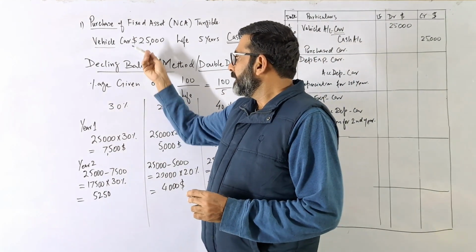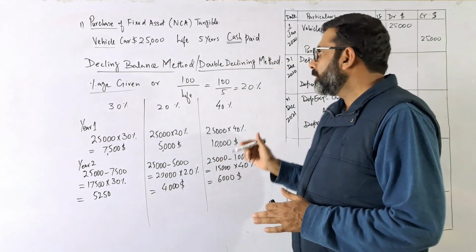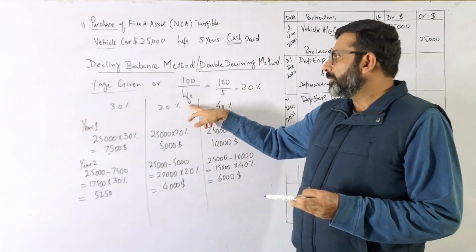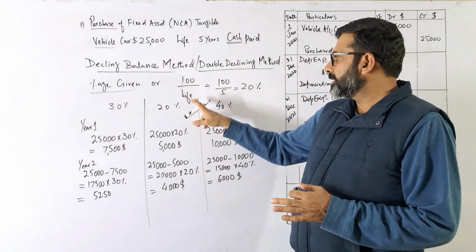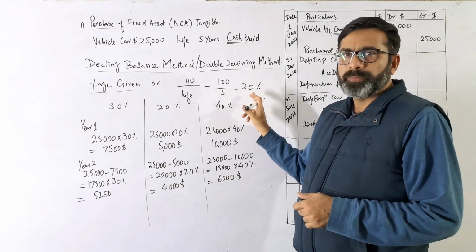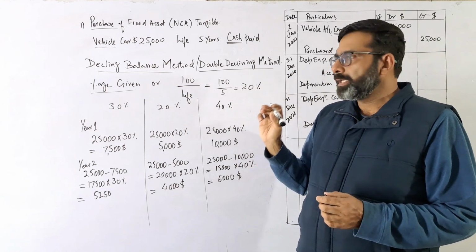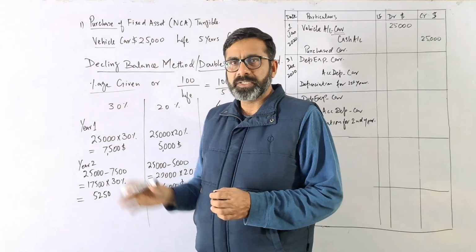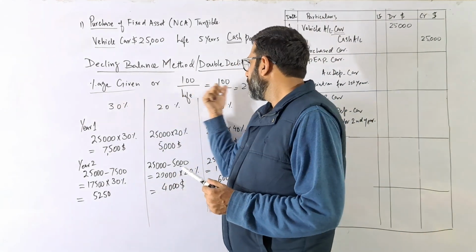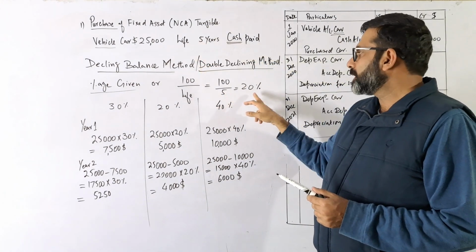In that, the percentage may normally be given in the question, or if it is not given, we have a simple formula: 100 divided by the life. 100 is the percentage and this is the life. So for a 5-year life, for example, it means 20% is the depreciation rate. So we assumed 100 divided by 5, where 5 is the life of the asset, so it is 20%.